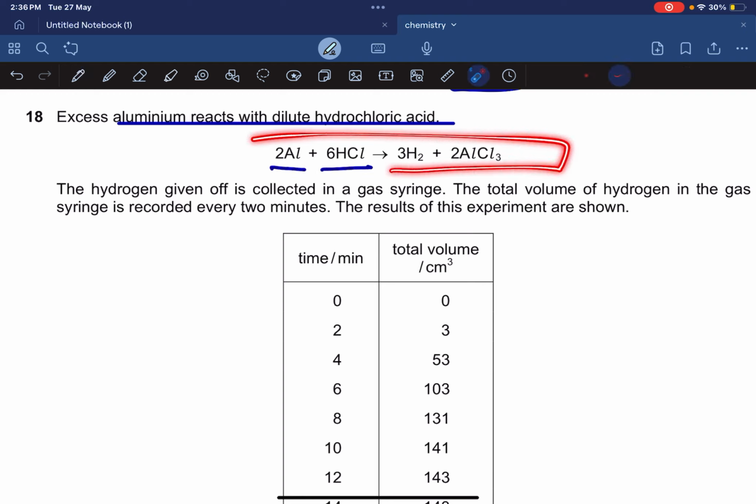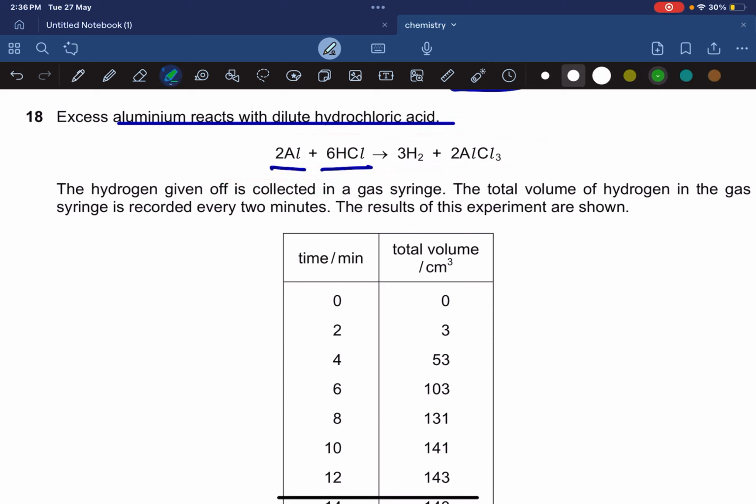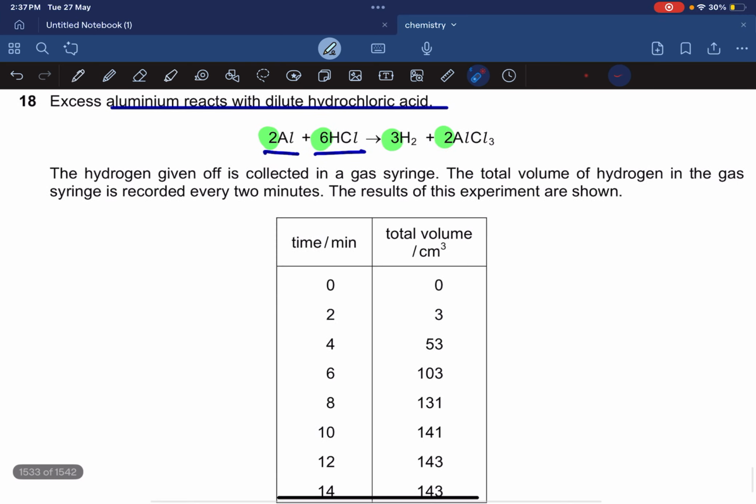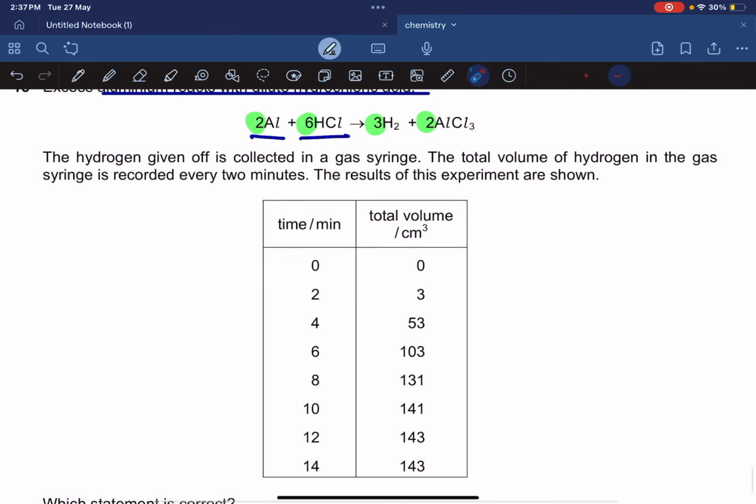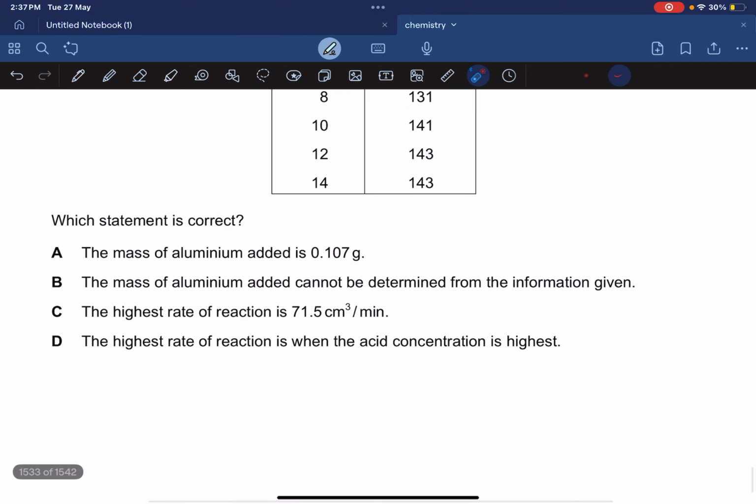Okay, that's a good equation, and the thing that you always have to look for in an equation is this part, the molar ratio. You know why you are given the equations? Because of this thing. So you can look at how many moles are going to react with how many moles. Okay, the hydrogen given off is collected in a gas syringe. The total volume of hydrogen in the gas syringe is recorded every 2 minutes. The result of the experiment is shown. Which statement is correct? The mass of aluminum added is this.